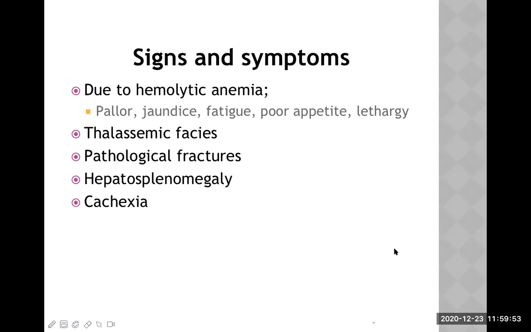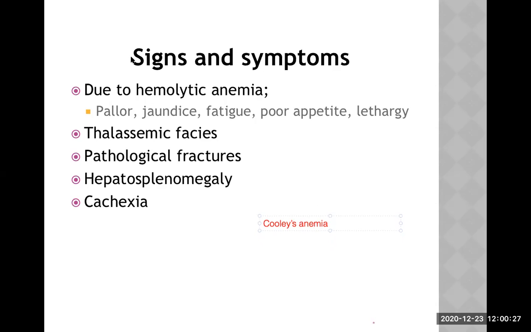Let's move on. Now, all of you, please focus here. What are the signs and symptoms of beta thalassemia major? Beta thalassemia major is also known as Cooley's anemia. In some textbooks, it is written Cooley's anemia. Let me write that term for you. Cooley's anemia. So don't get confused. Sometimes an MCQ question may come like that. Now let's come back to the slide.